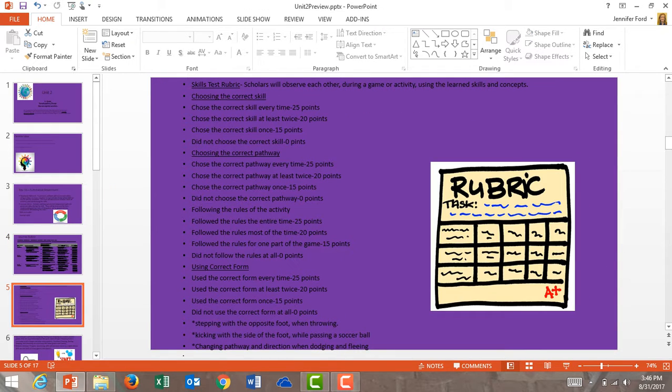So here is the skills test rubric, and this is a little less wordy, if you will. And as you can see, it's just a matter of, did they choose the right skill? Or, how many times did they choose the right skill? Did they choose the right pathway? Did they run a zigzag pathway when they should have been running a straight line? Just very simple things, but still very pertinent in third grade.